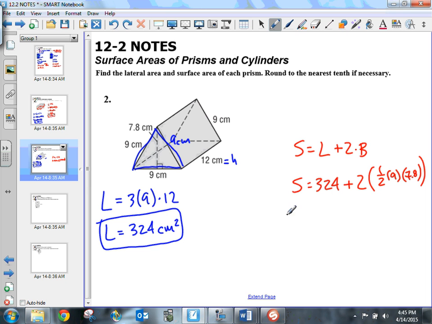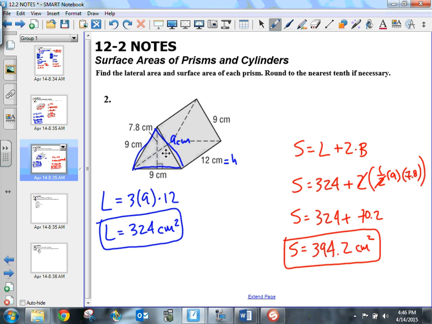All right, so if I simplify all of this, I get 324 plus 2 times 1/2, those divide out to just 1. So I get 9 times 7.8, which ends up just giving me 70.2. So then my surface area is going to end up giving me 394.2, and that's centimeters squared. Okay, so that's the area of all these surfaces on this figure.